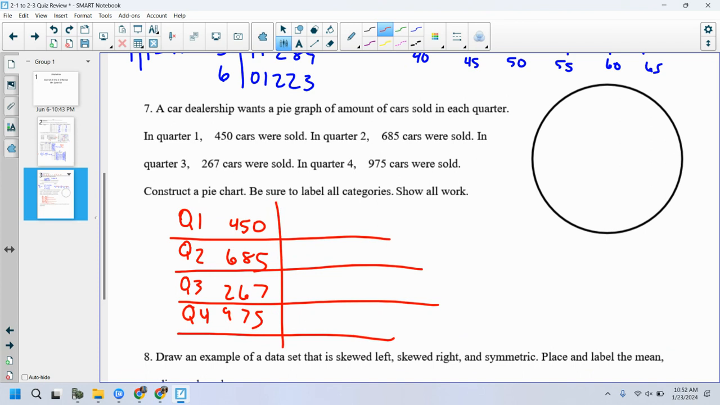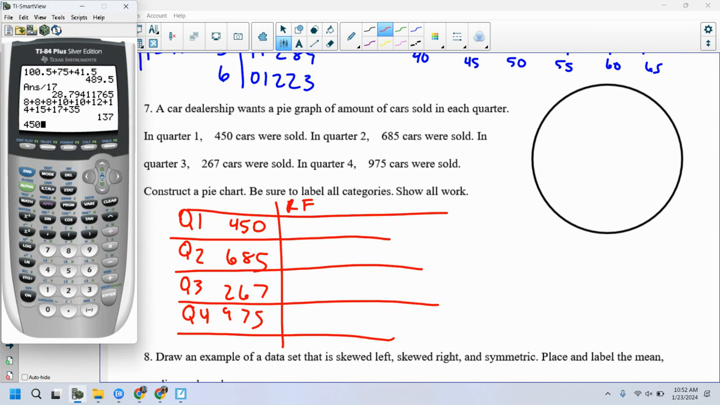There's my data. Let's figure out my percentages first, my relative frequencies, my RFs, if you will. Looks like I need to figure out my total. So 450 plus 685 plus 267 plus 975 gets me, oh, hold on, I forgot a plus sign. Insert. Okay, there we go. Much better. 2,377 cars. So 450 out of 2377 is 0.189.